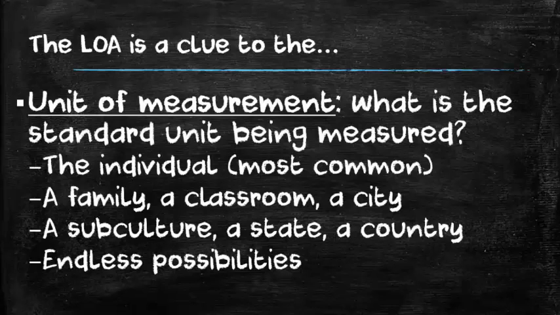A family, a classroom, or a city could be the unit of measurement. We might concentrate in our research project on a subculture, such as people who bowl, or people who are religious versus people who are not. We're not talking about an individual here, we're talking about a group, and that group becomes our unit of measurement. Likewise, if we use states and compare states to each other, they are the unit of measurement. Or a country, that becomes a unit of measurement. When we compare, for example, the United States to France, the unit of measurement is at the country level.